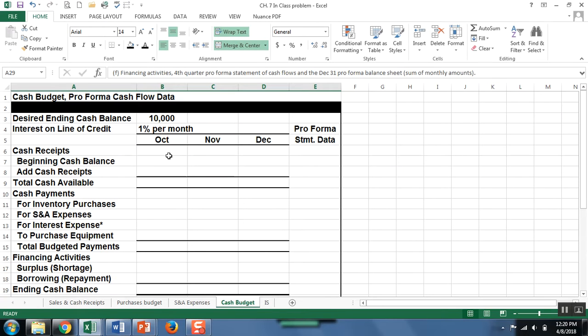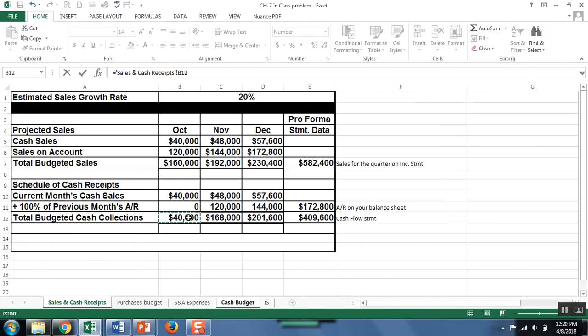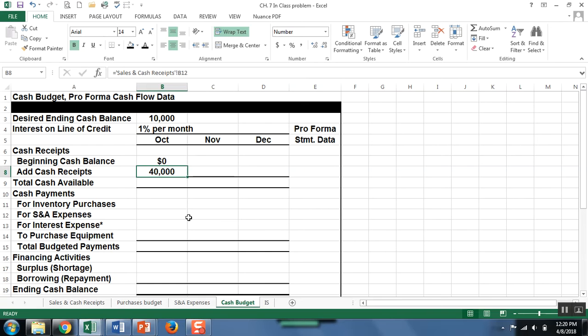So first we're going to start off with our cash receipts. At the beginning of October, we don't have any cash on hand. It's a brand new company. We're going to add our cash receipts from our sales and cash receipts budget. So if you remember, we had $40,000, $168, and $201. All right, so our total, we're going to start with just October and then go through the rest of the months. Then I'm just going to copy the formula.